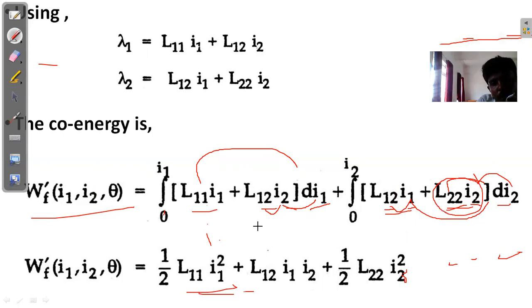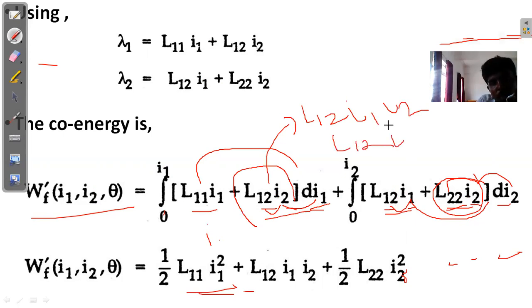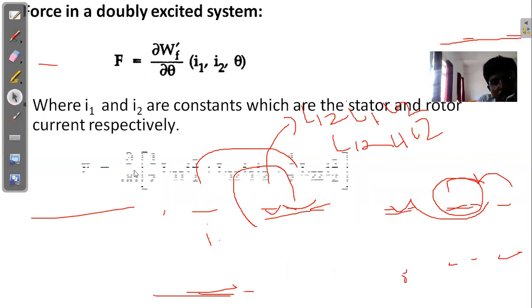There are two terms here: one is L12 into I2 into I1, and this one is also L12 into I1 into I2. So solving this, we get the answer equal to 1 by 2 into L11 I1 square plus L12 I1 I2 plus 1 by 2 into L22 I2 square.